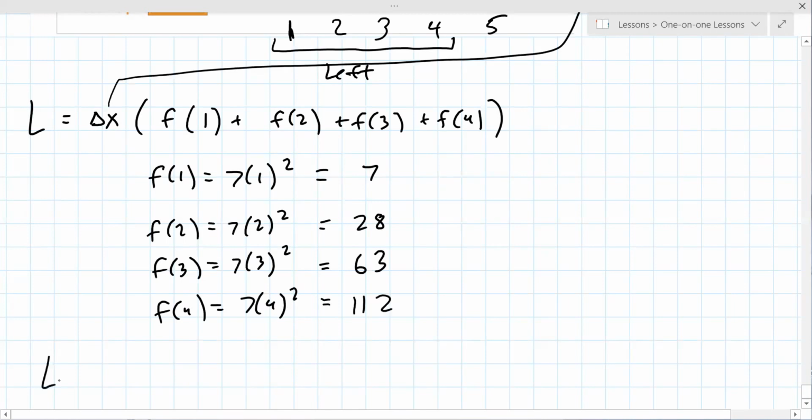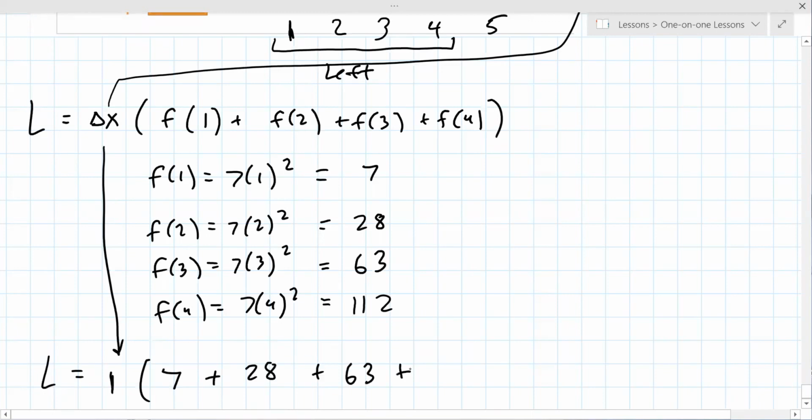So then your left sum is your delta x. Your delta x is 1. And then your f of 1 is 7, plus your f of 2 is 28, plus your f of 3 is 63, plus your f of 4 is 112. And that's how you get 210 for this.